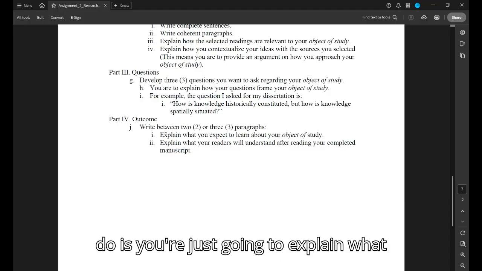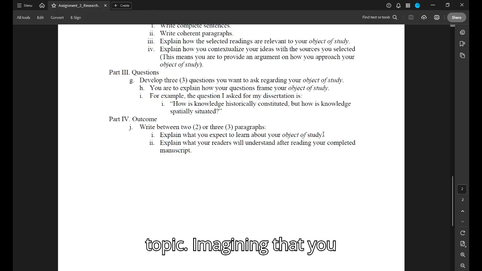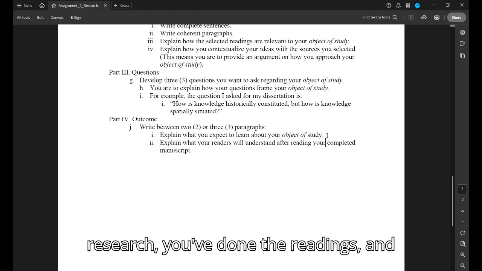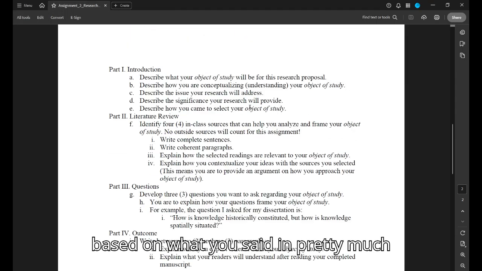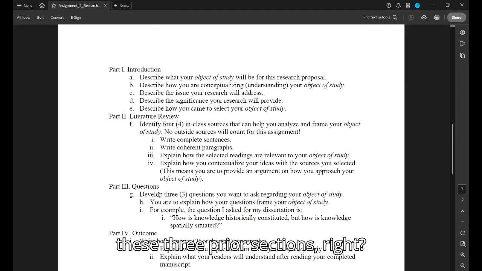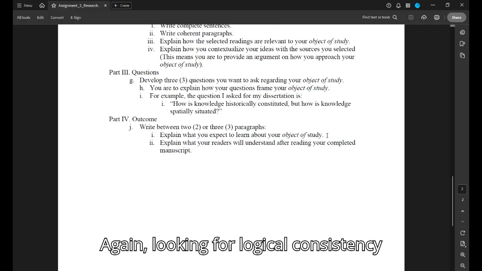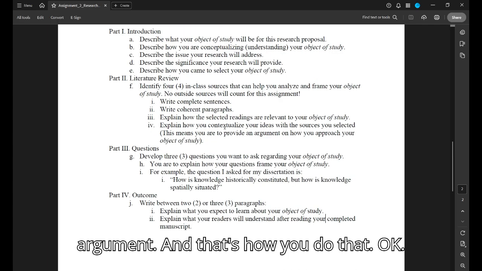So what you're going to do is explain what you expect to learn about your particular topic, imagining that you had already finished your manuscript. You've already done the research, you've done the readings, and then you could base this point off what you said in these three prior sections. Again, you're looking for logical consistency and the cohesiveness of your argument, and that's how you do that.